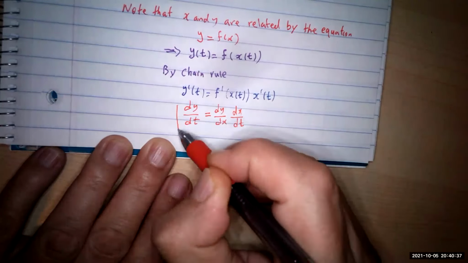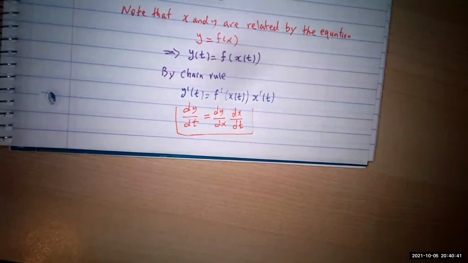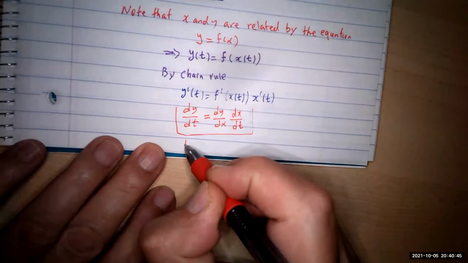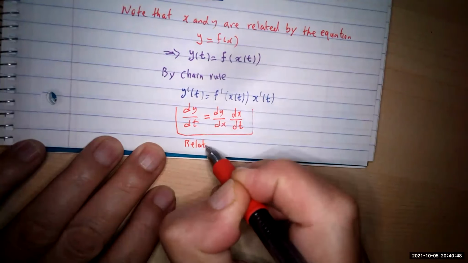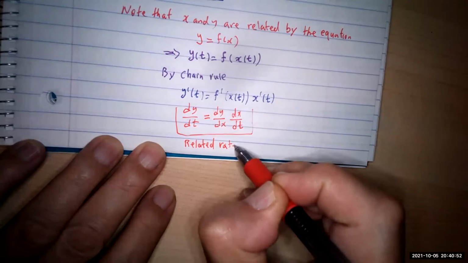You see this equation? We talk about three different rates. Now we connect them together. This equation is called the related rates equation.